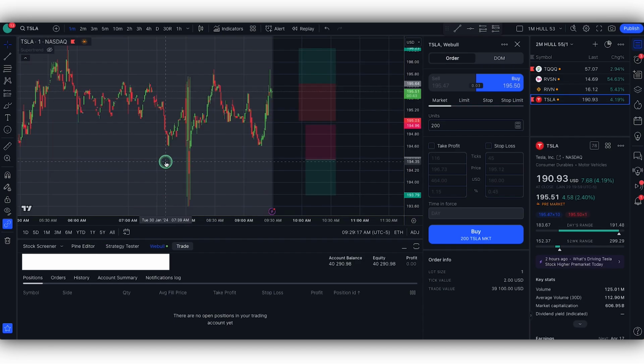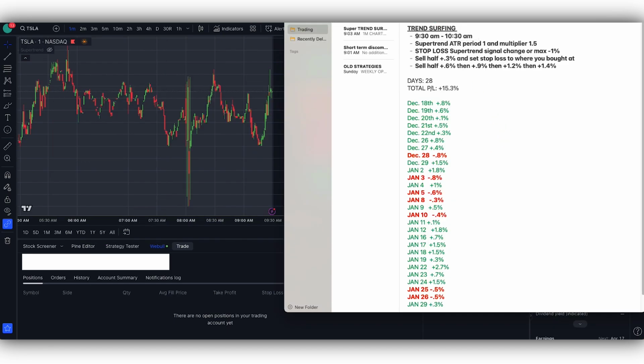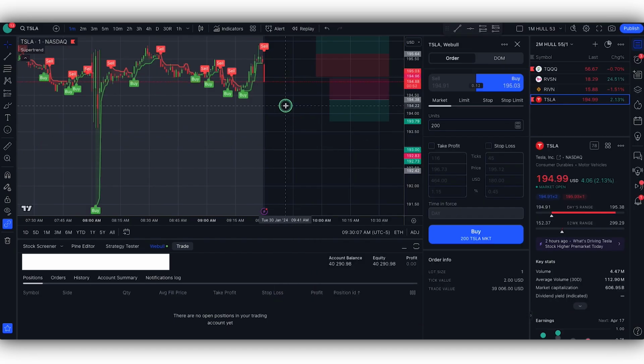Last thing I like to do before the market opens is look at the backtests. So I know this strategy works. This is 28 days. I'm taking 5 to 10 trades every single day, and you can see that it's a 15% gain. And you can look at all these green days, and it's important to know there are red days. You've got to know how to take losses as well in order for this strategy to work.